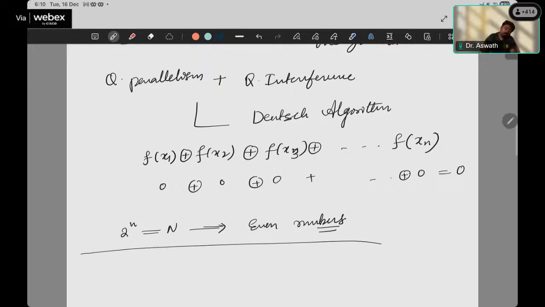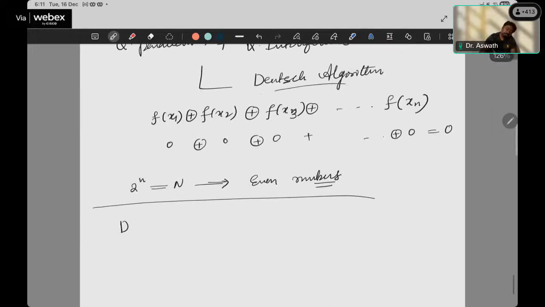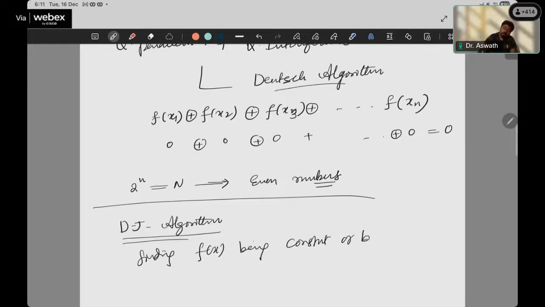Okay, now the first one is quantum parallelism, the second one is parallelism plus quantum interference. The Deutsch-Jozsa algorithm is finding whether f of x is constant or balanced with minimal queries. How many? That is simply one. Okay, so a very, very commendable thing.